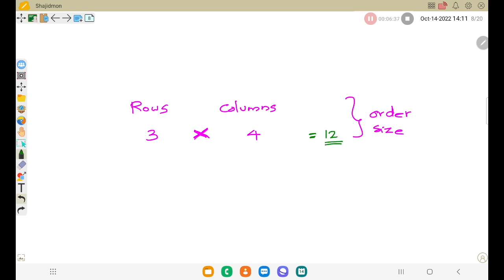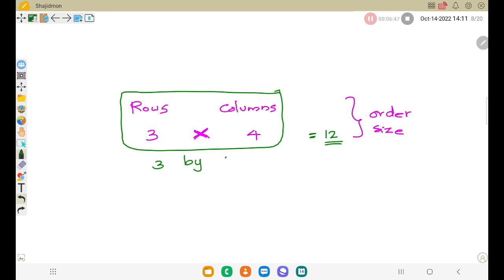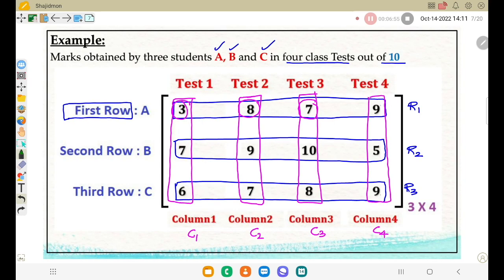12 numbers, correct? So order we always write like this, two numbers, first number is row number by the second number is column number. So we can read 3 by 4 matrix, that means 3 rows and 4 columns. But totally how many numbers inside the matrix? 12 numbers. You can see first row 4 numbers, second row 4 numbers, third row also 4 numbers. So totally 12 numbers we have inside that matrix.